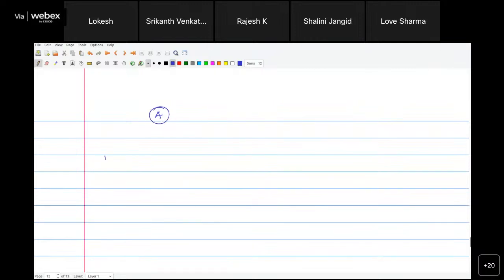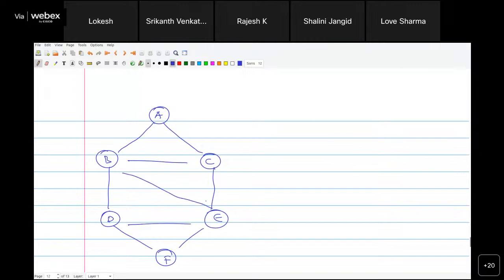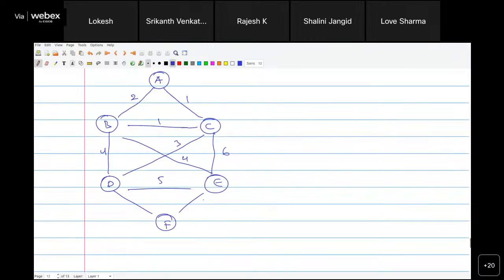Let me take it like this: A, B, C, D, E, F. And I will also assign some weights to the edges: 1, 1, 4, 5, 3, 4, 6, 1, 2 and 1. Okay, so I have assigned weights to each of the edges.